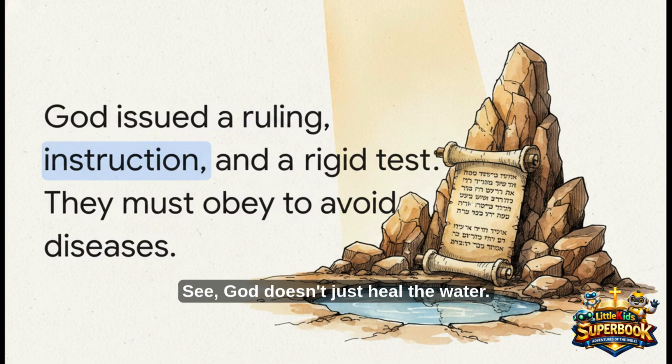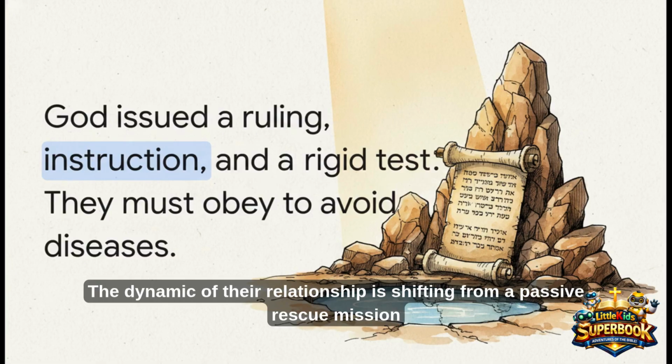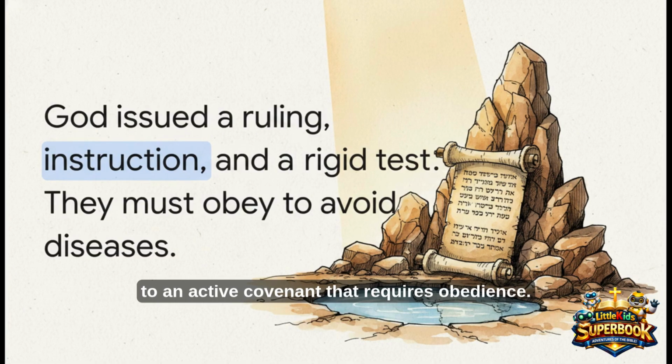See, God doesn't just heal the water. He issues a ruling, an instruction, and a test. It's essentially a conditional promise. He tells them that if they listen carefully, do what is right, and obey his decrees, they won't suffer the diseases brought upon the Egyptians. The dynamic of their relationship is shifting from a passive rescue mission to an active covenant that requires obedience.